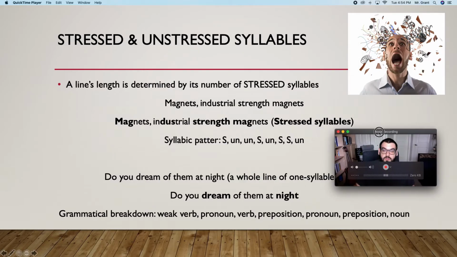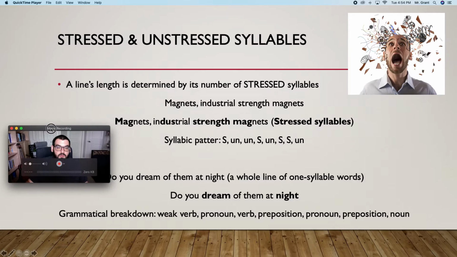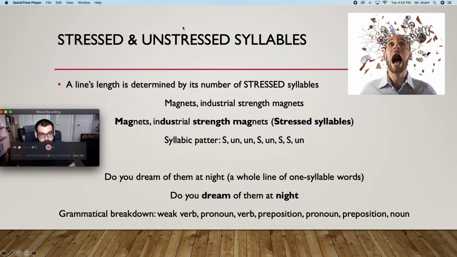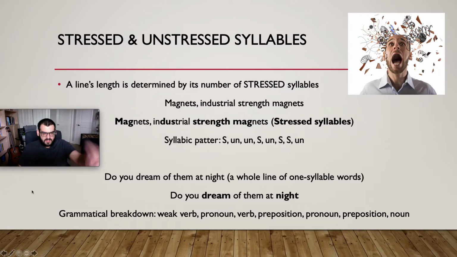Okay, so we're coming to the end here. We've got stressed and unstressed syllables. A line's length, like we said, is determined by its number of stressed syllables. The things that go up in pitch are stressed. Here's an example. Magnets. Industrial strength magnets. Listen again. Magnets. Industrial strength magnets.